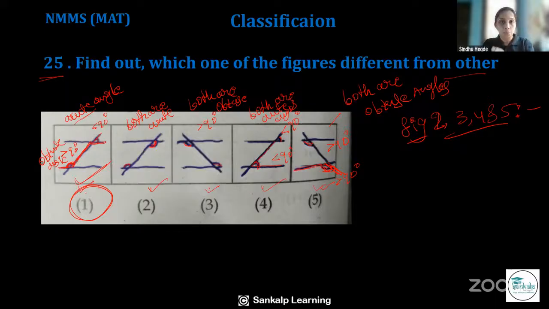See, whether it may be obtuse or acute, the rest of the images, figures 2, 3, 4 and 5, all show the same type of angles. Means both angles are acute or both angles are obtuse. So except this image 1, only this image contains both an acute angle and an obtuse angle. So this is different from the rest of the images. Hence our correct answer is answer 1. Thank you.